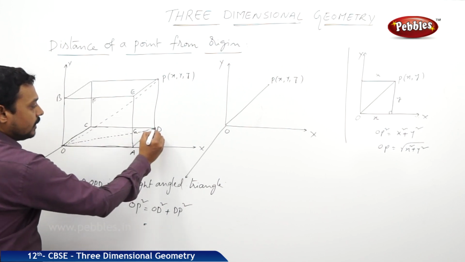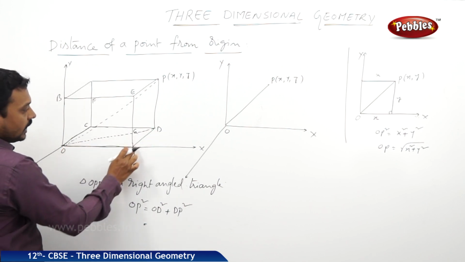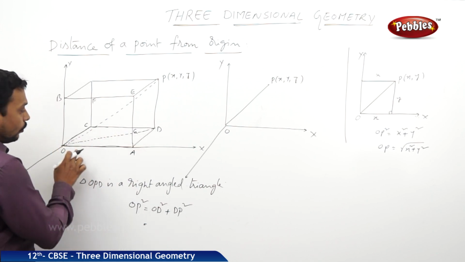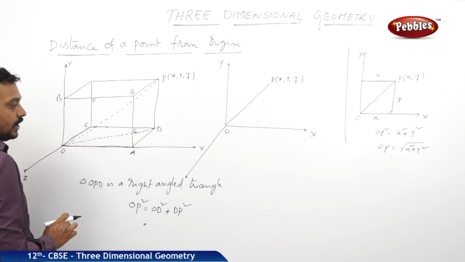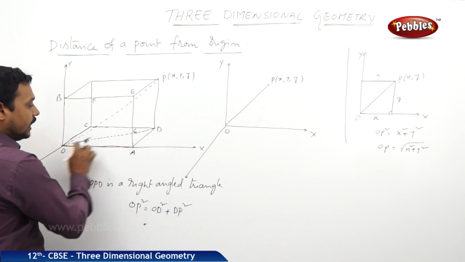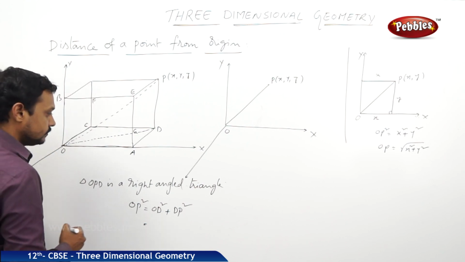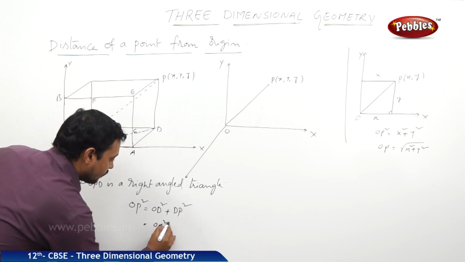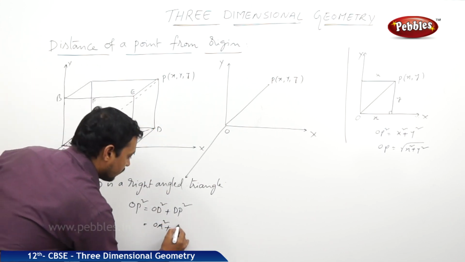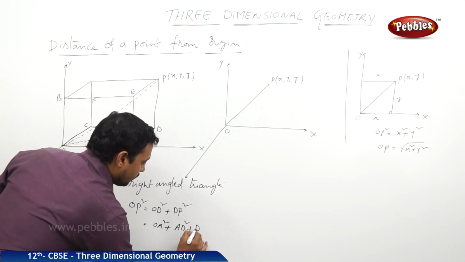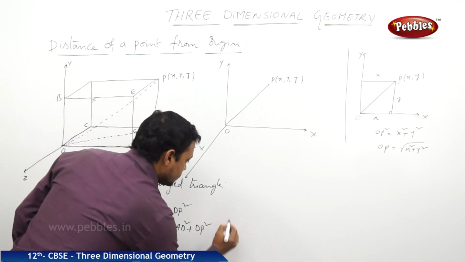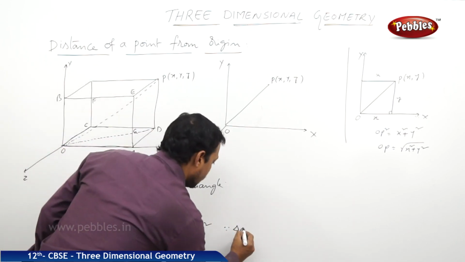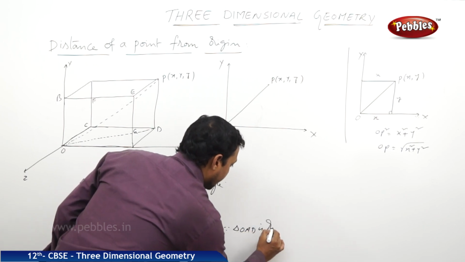But OD square can be taken as, see, OAD is also a right angle triangle. In the cuboid, this edge and this one are perpendicular, so OAD is also a right angle triangle. Hence, OD square can be taken as OA square plus AD square, plus DP square, since the triangle OAD is right angled.